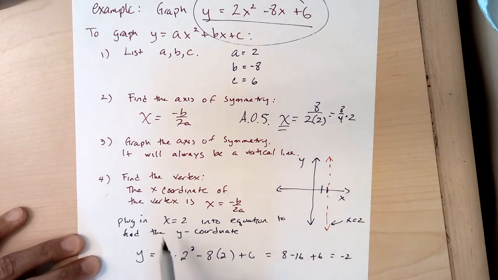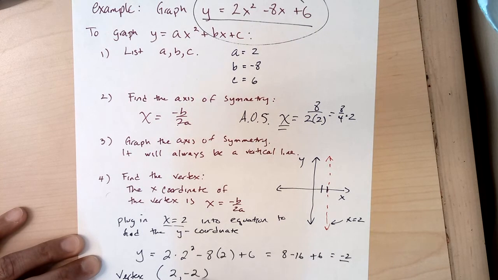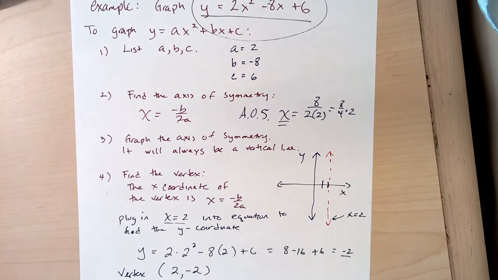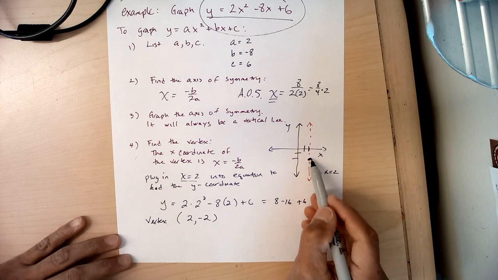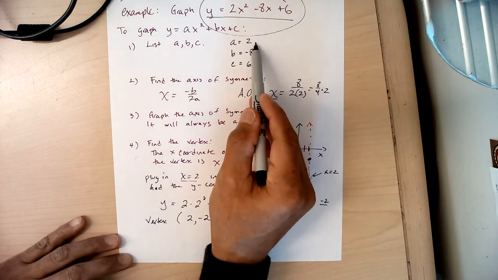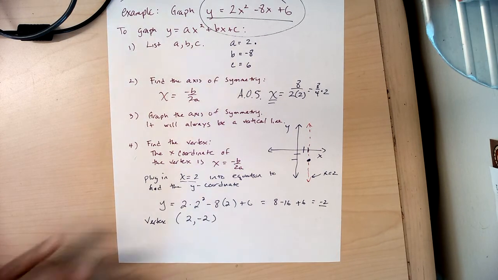So the x-coordinate of the vertex is 2. The y-coordinate is negative 2. So in this case, the vertex is at 2, negative 2. And I'm going to actually graph that. So I graph the vertex of the parabola. We're still graphing quadratic functions or quadratic equations, so the graph should be a parabola. Again, we figured out that a is 2. That's positive, so the graph should open up. Now here's what we can find.